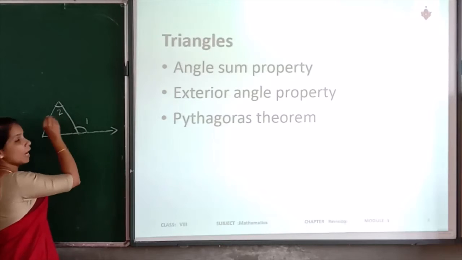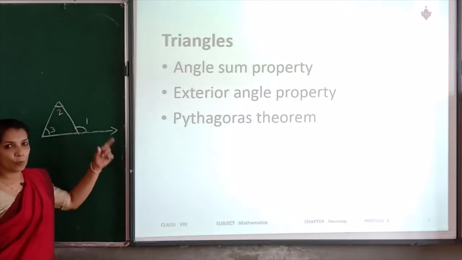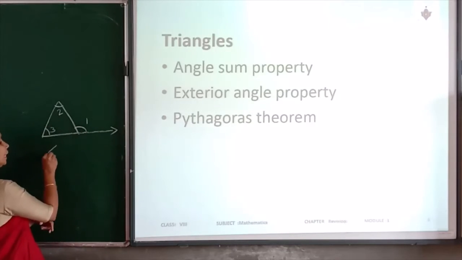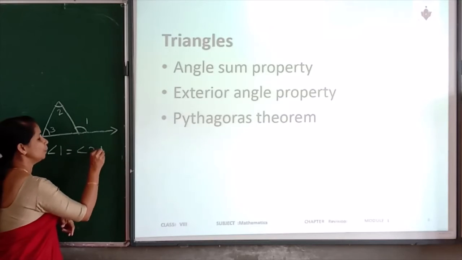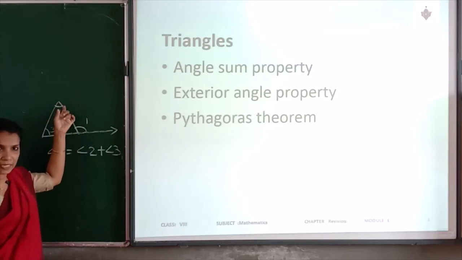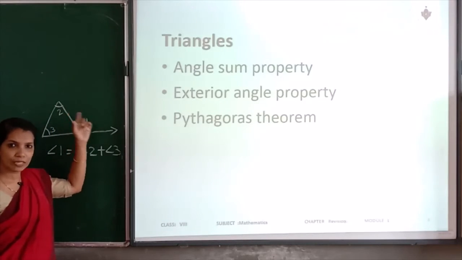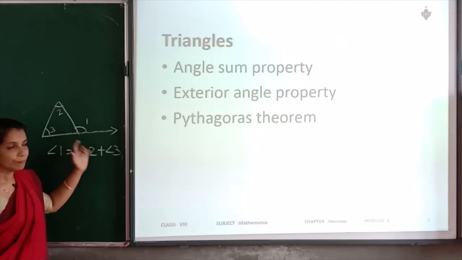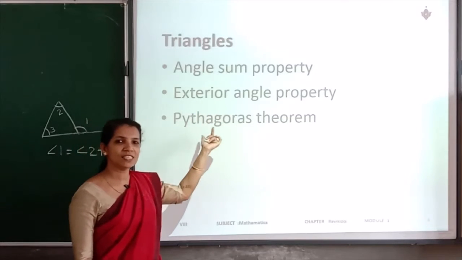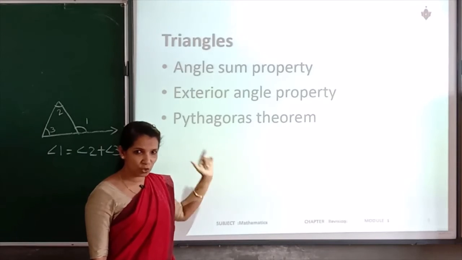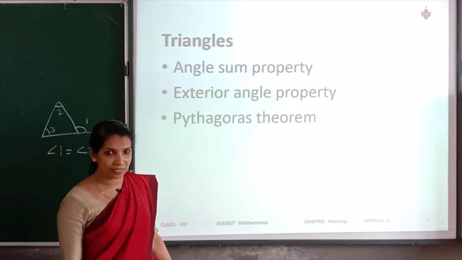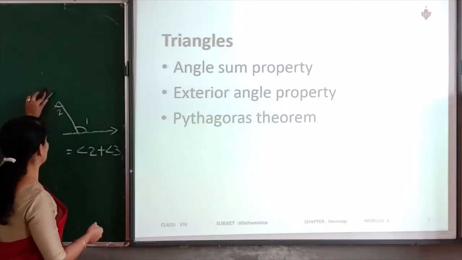If we name this as angle 2 and angle 3, the property states that angle 1 is equal to angle 2 plus angle 3. So here suppose one of the interior angles is given and the exterior angle is given. You can find all other angles of this triangle using the exterior angle property. Okay. Next, Pythagoras theorem. You are very familiar with this Pythagoras theorem. It is applicable only in case of a right angled triangle. You consider one right angled triangle.